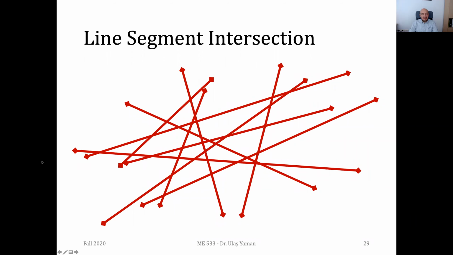Okay, today we will start discussing line segment intersection. And as you see on this slide, we have many lines. In this topic, we are going to learn a special algorithm, a plane sweep algorithm. With the help of it, we will be able to determine all the intersections of these lines in a shorter time than expected. And the time complexity of our algorithm will depend on the number of intersections we have on the table.